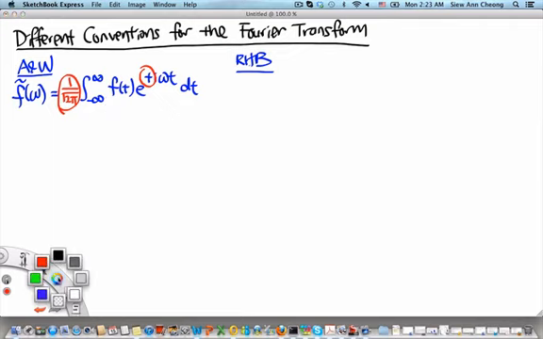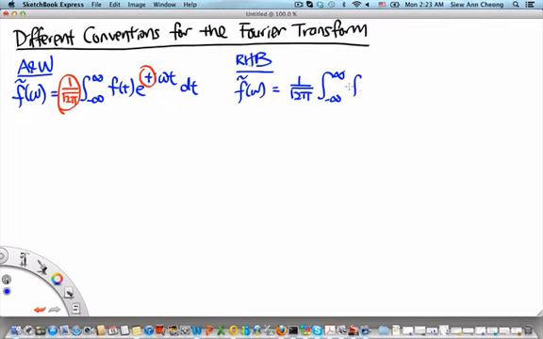Now in Riley, Hobson, and Bence, this Fourier transform is written as 1 over square root 2 pi times the integral from minus infinity to infinity of f of t e to the minus i omega t dt. Note that the Riley, Hobson, and Bence convention differs from the Arfken and Weber convention by the minus sign in the complex exponential, but otherwise the normalization is exactly the same.